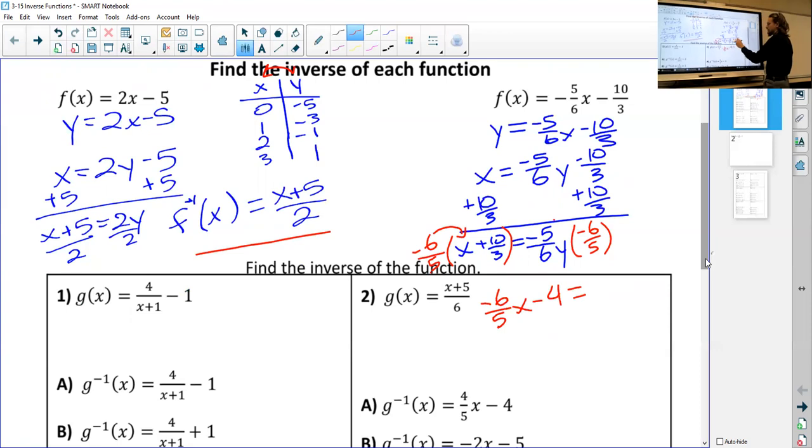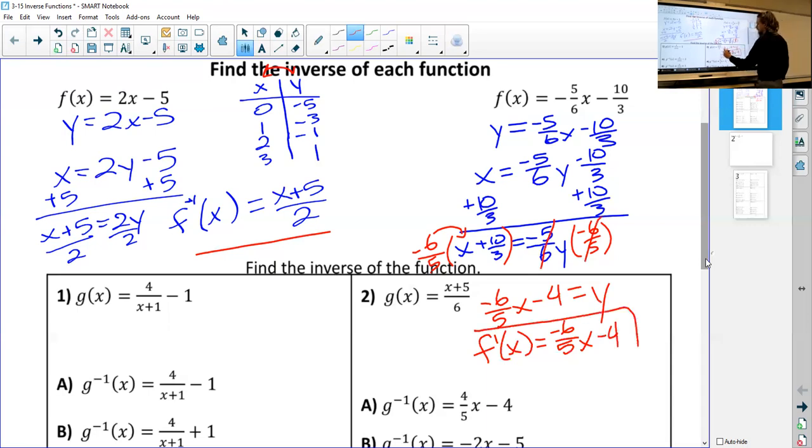Equals. And then all of this is going to cancel, so we have just y left over. And then we could rewrite this. We could say the inverse of f of x equals negative 6/5 x minus 4. And there you go. So there's nothing too super complicated. It's just, can you manipulate functions? Can you do the opposite order of operations to solve for y?